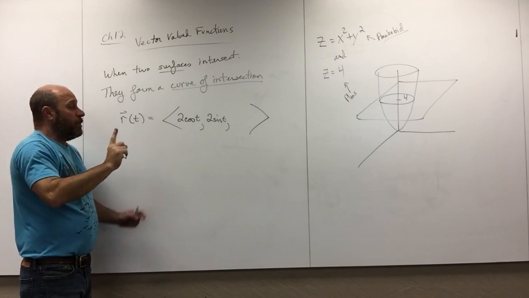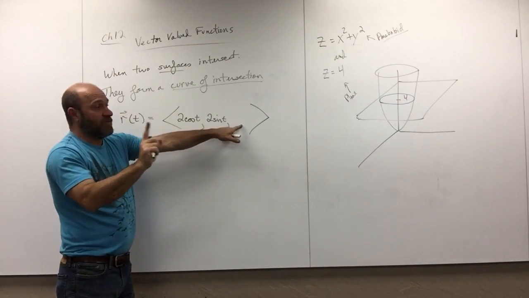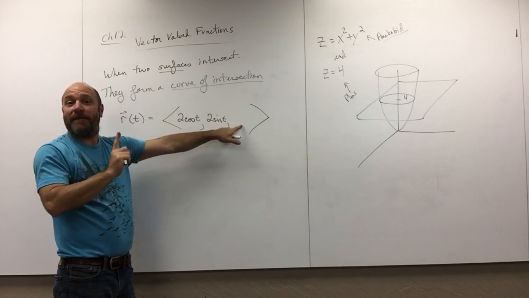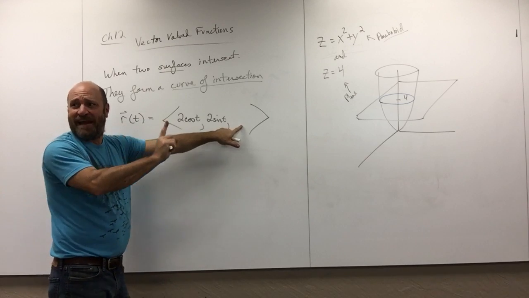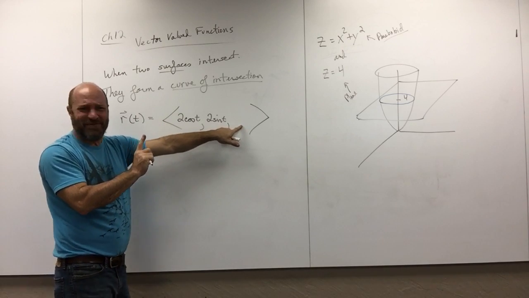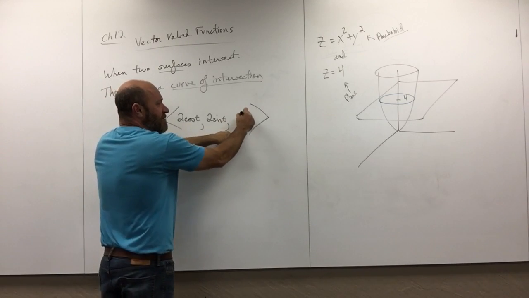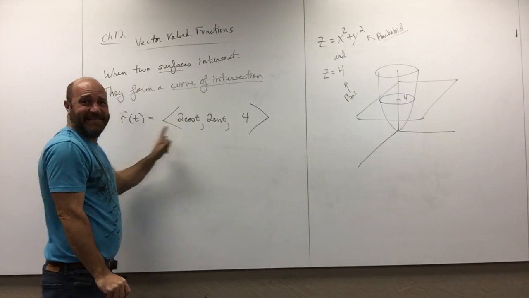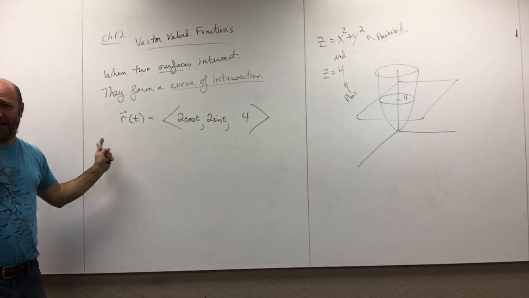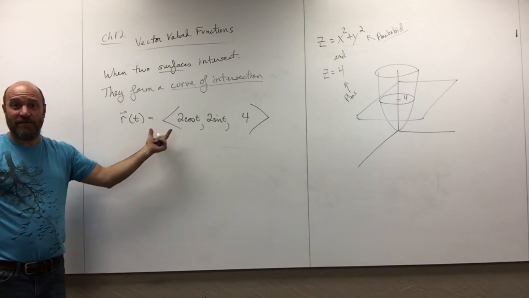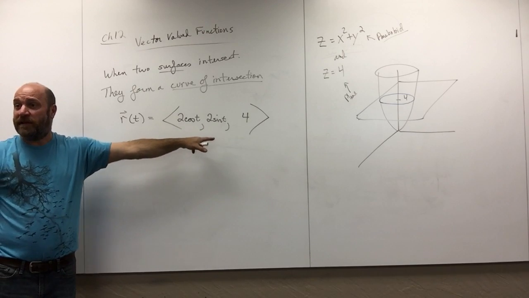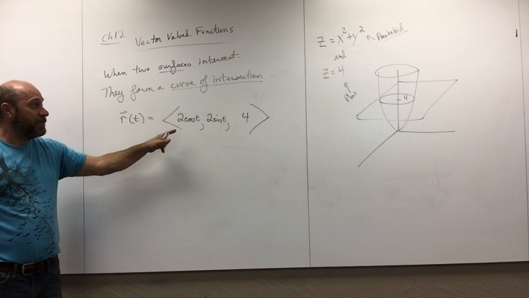But I don't want it at z equals 0. Where do I want it? Well, at z equals 4. And I don't want z to change, do I? So z is actually just stuck at 4. So that's kind of a funny curve of intersection, but that's it. It's a circle up in the z equals 4 plane of radius 2.